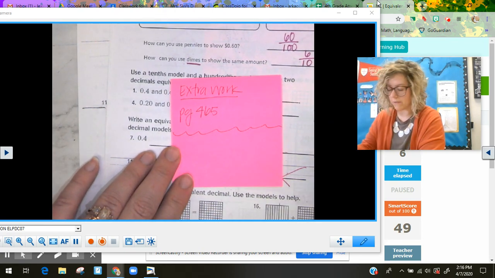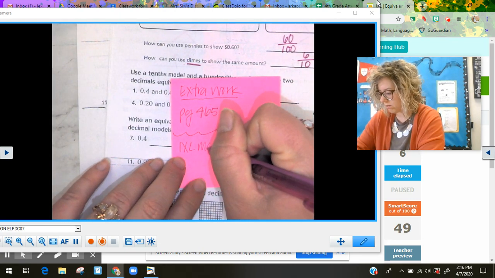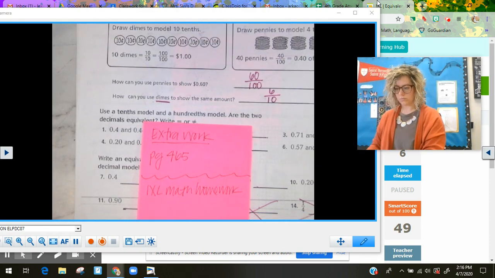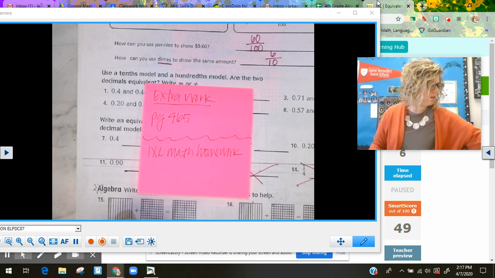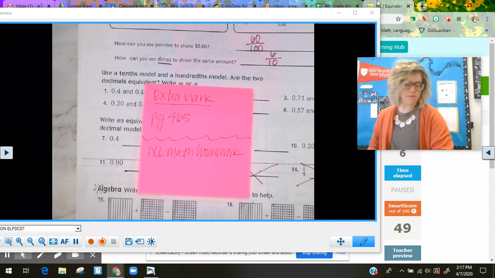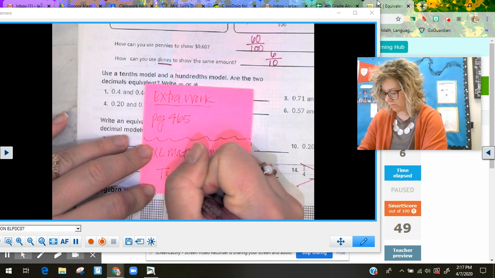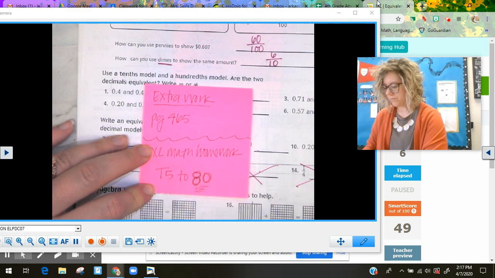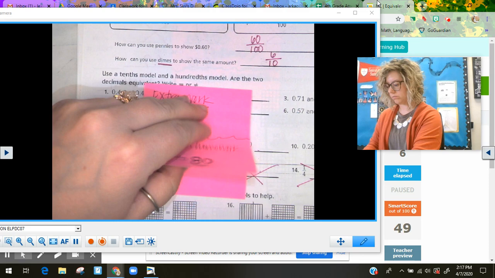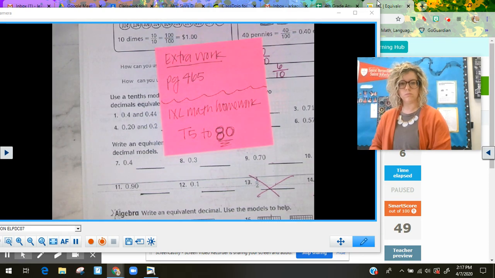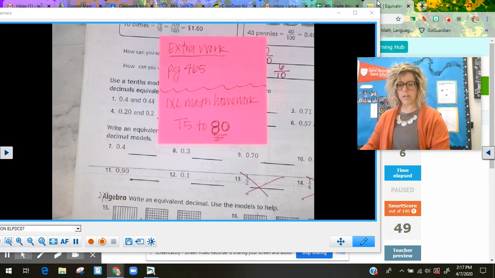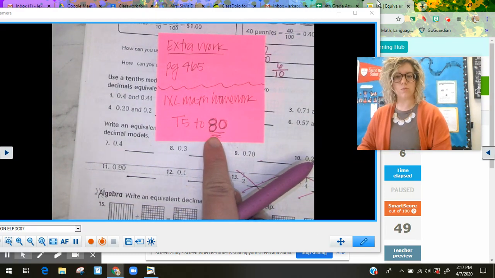Here's your homework. You have to do it. IXL math homework. And we're going to do a couple together. It is going to be T5 to 70. Sorry, 70, this guy, 80. My bad. T5 to 80. Extra work, finish this page 465. IXL that your homework is T5 to 80.